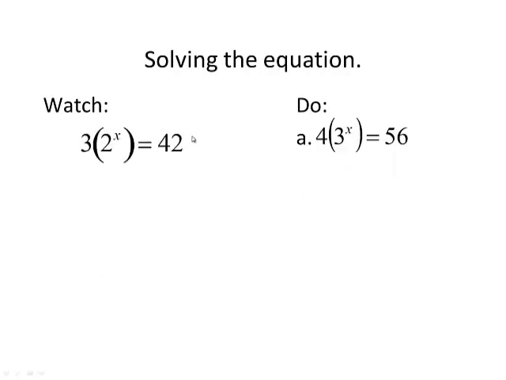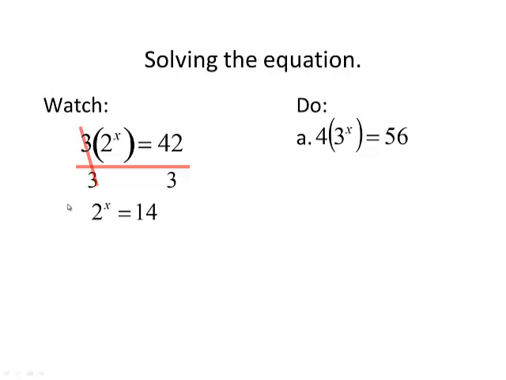Watch me do this one here. We're isolating x, so using some algebra, you're going to undo all of this by dividing by 3 on both sides. Cancel that out, and you get 2 to the x is equal to 14.